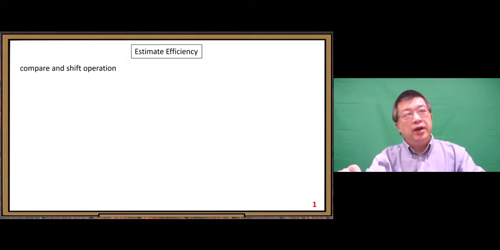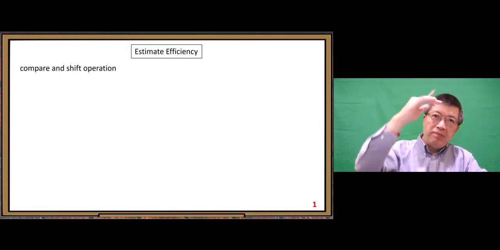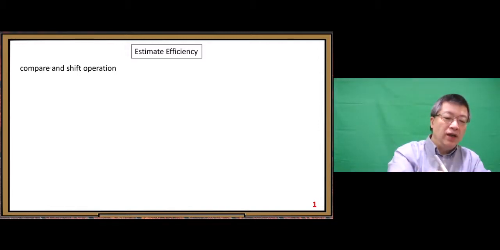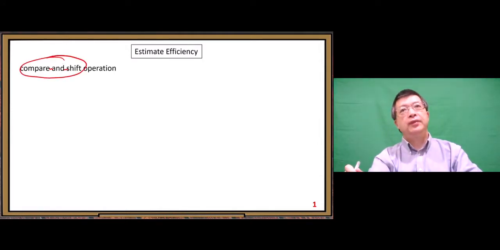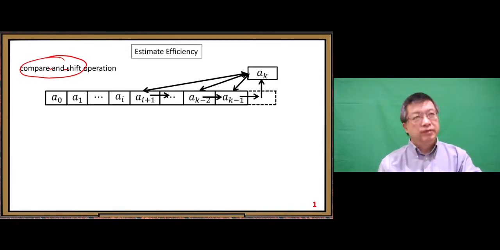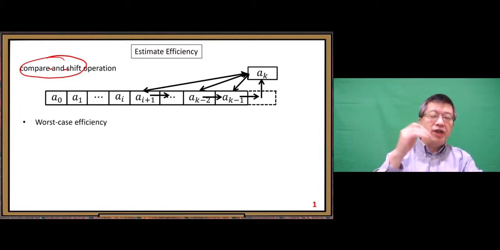Just like what we did before, we do the worst case, best case, and average case analysis. We count the number of compare and shift operations. Here we combine compare and shift operations. So the general diagram is like this. First, let's look at the worst case efficiency.